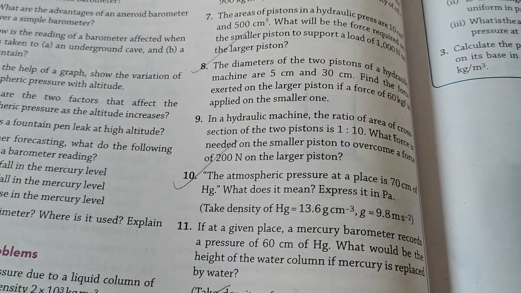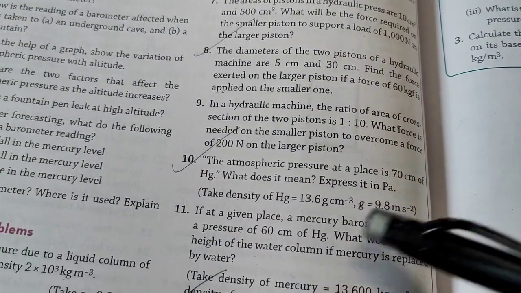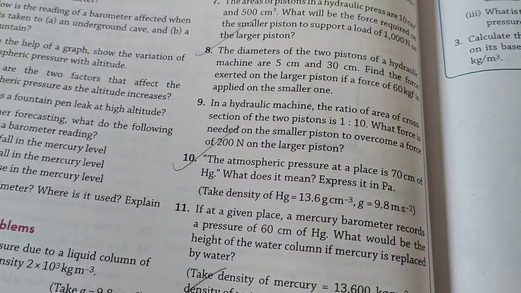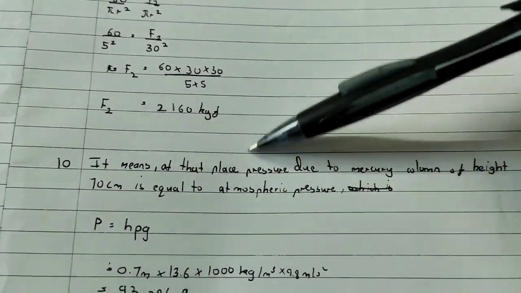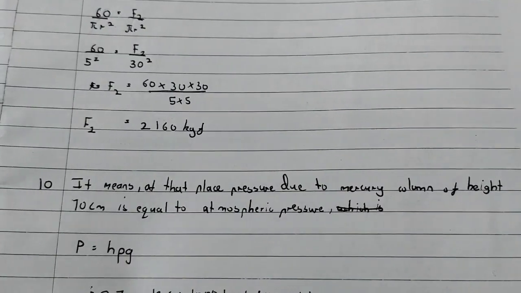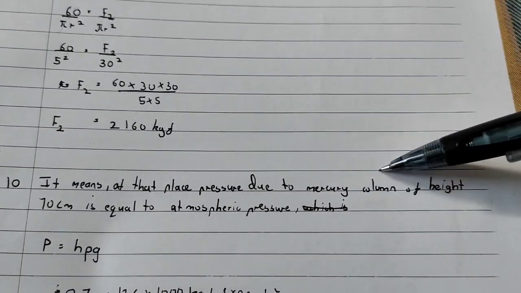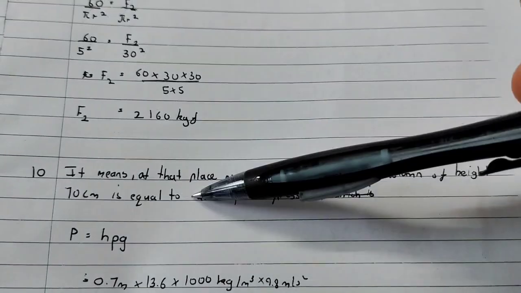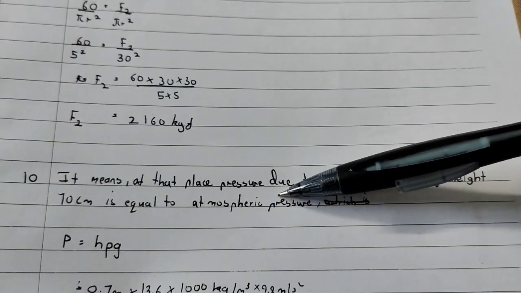Now the 10th sum. The atmospheric pressure at a place is 70 centimeter of mercury. What does it mean? Well, first of all, in English, we have to write the answer. It means that at that place, the pressure due to the mercury column of height 70 centimeter is equal to the atmospheric pressure. And then they've asked us to express it in Pascal. So again, the formula is P is equal to h rho g.